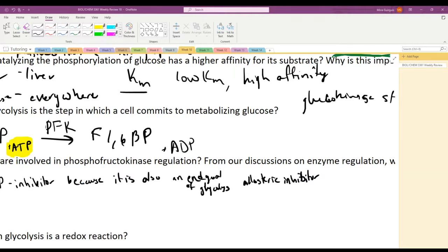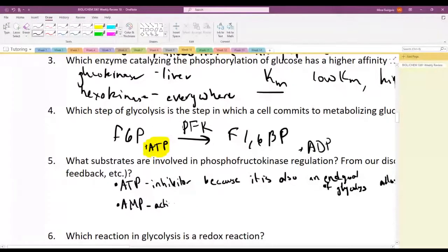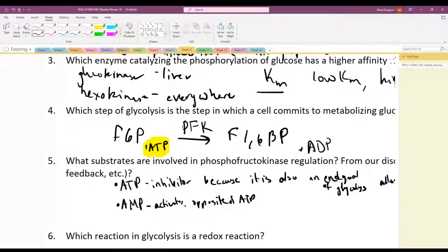I like to think of them in pairs because a lot of times these inhibition and activation things come in pairs. And logically, the next one is AMP. AMP is adenosine monophosphate, and it's an activator. It's basically the opposite of ATP. A high ATP concentration tells us that we have enough energy, we don't need to keep doing glycolysis. A high AMP concentration tells us we need more ATP. So it reverses basically what ATP does. It increases affinity, it decreases Km, and it activates glycolysis.